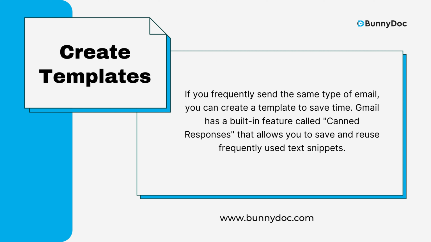Create templates. If you frequently send the same type of email, you can create a template to save time. Gmail has a built-in feature called canned responses that allows you to save and reuse frequently used text snippets.